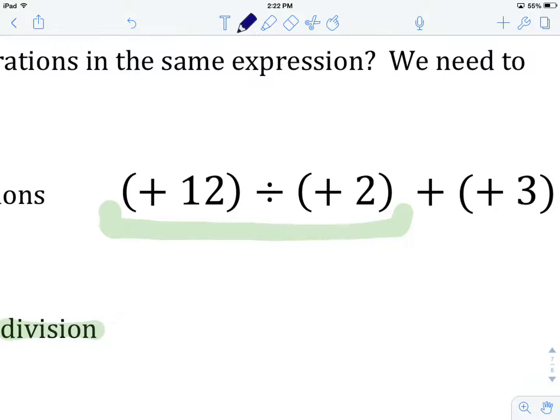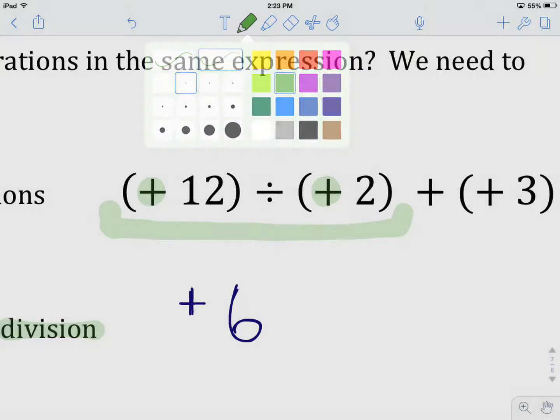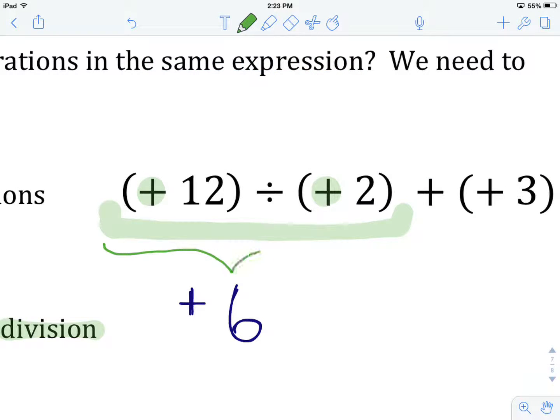So how do I go about dividing two positive integers? Well, the first thing I notice is that each of these terms is positive. That means that two positive terms being divided will give me a positive quotient. So I'm putting a plus down, and 12 divided by 2 gives me 6. So there is the answer to positive 12 divided by positive 2.